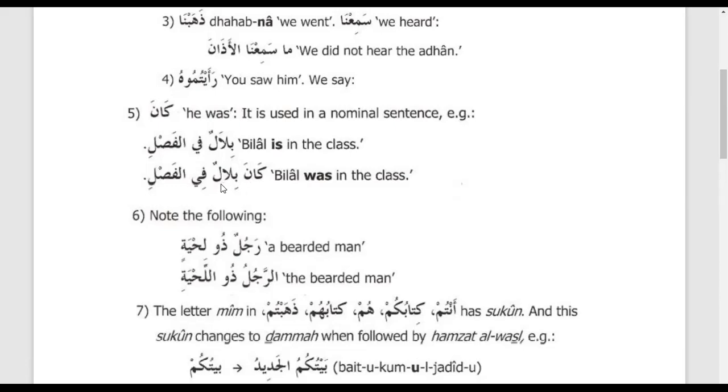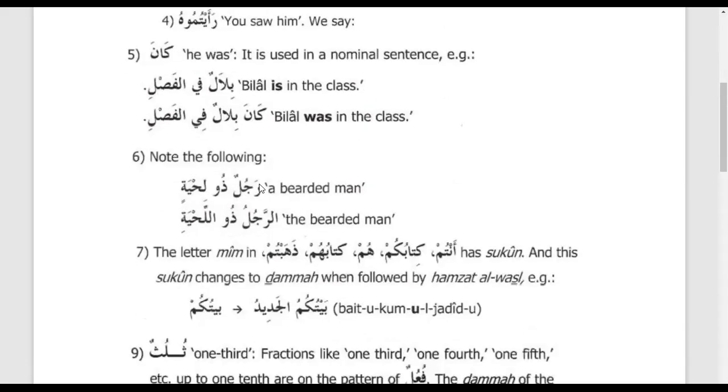It means was. And we will only learn that kana comes with a nominal sentence. As we can see here, Bilalun fil fasli is a nominal sentence, and we have used kana with it, so it is translated as Bilal was in the class. If I ask you to translate, I was in the class, how will you say?